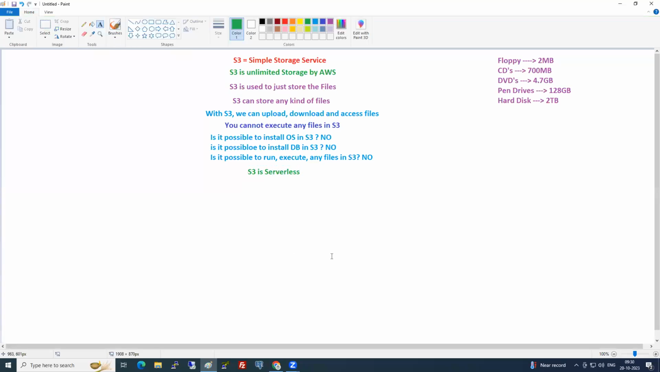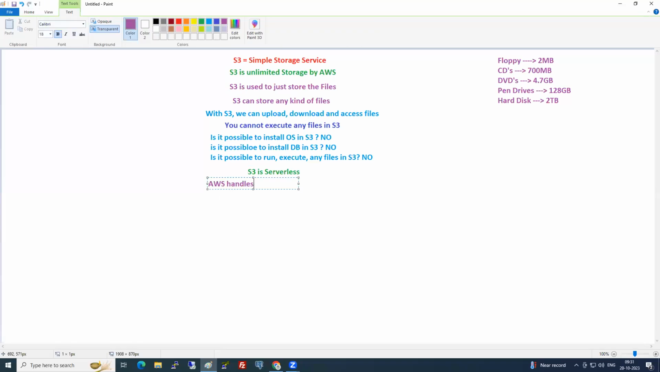As it is serverless, who will handle the performance, scalability, auto-scaling, etc. for everything for S3? AWS. Do we need to worry about that? No worry. AWS handles high availability, performance, scalability, etc. for S3. We need not worry.